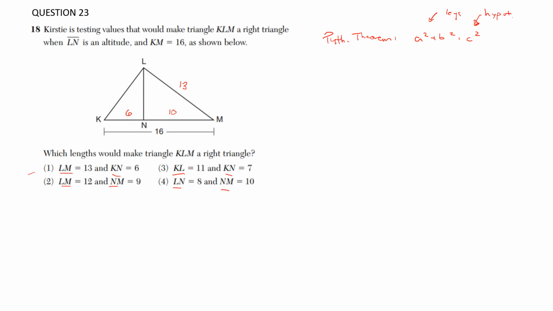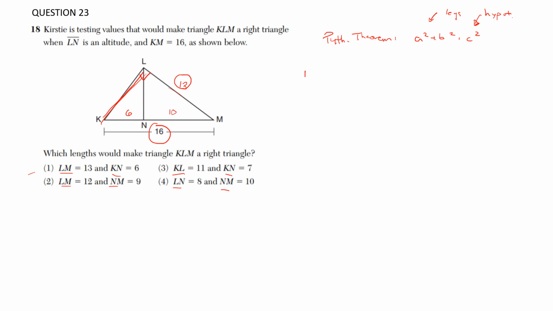So let's see what we could try to figure out here. We're trying to make the big triangle KLM a right triangle, right? We're trying to make this a right triangle. So the only thing I can really think of doing here right now is figuring out what this length has to be, okay, if we have 13 and 16 here, okay?